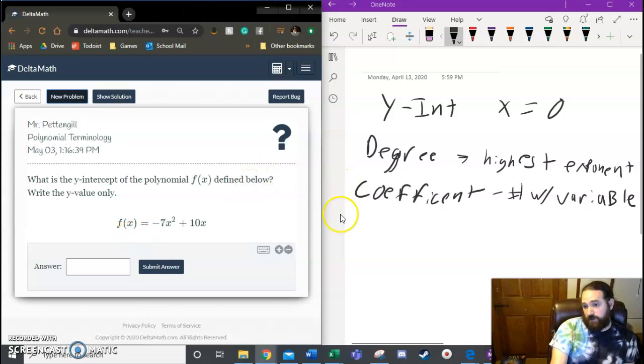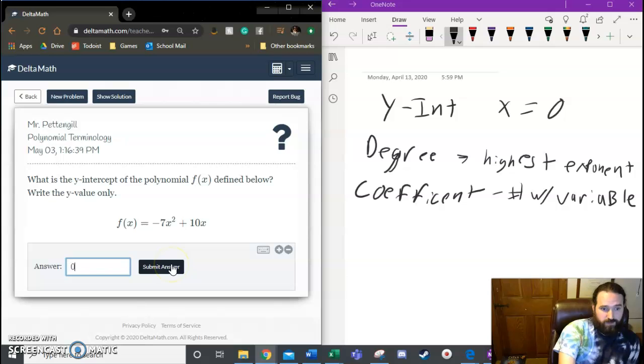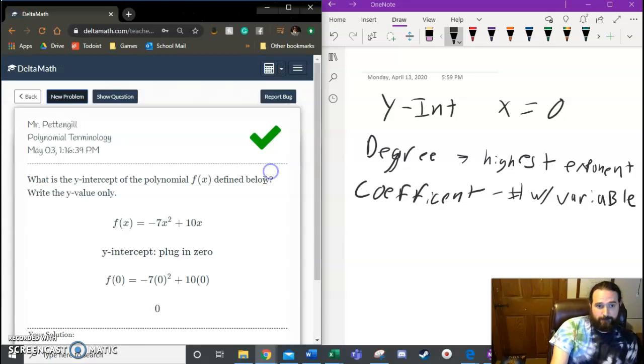What is the y-intercept down here? Guys, it's a little different than the last y-intercept problem because if x is 0 this time, you're going to wind up going negative 7 times 0 squared plus 10 times 0, and you get 0. So it would be 0 this time. Don't fall for the little tricks and traps like this.